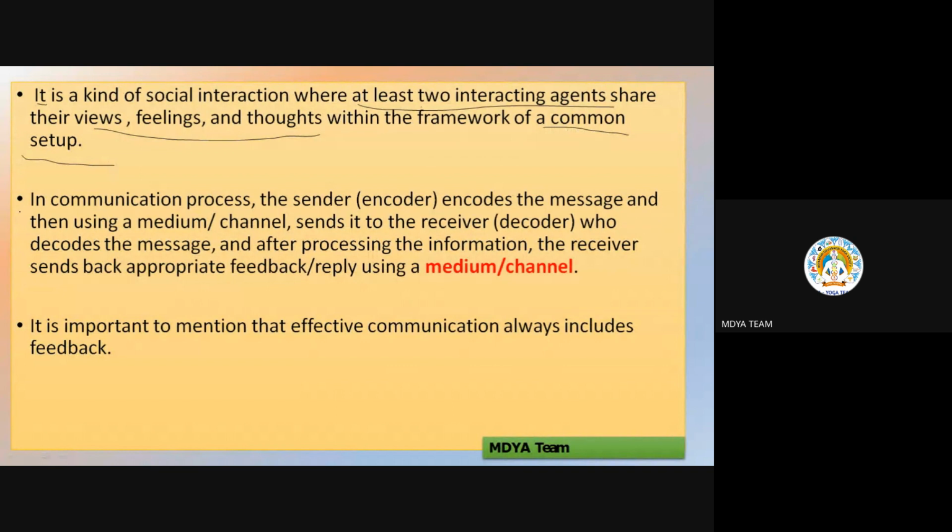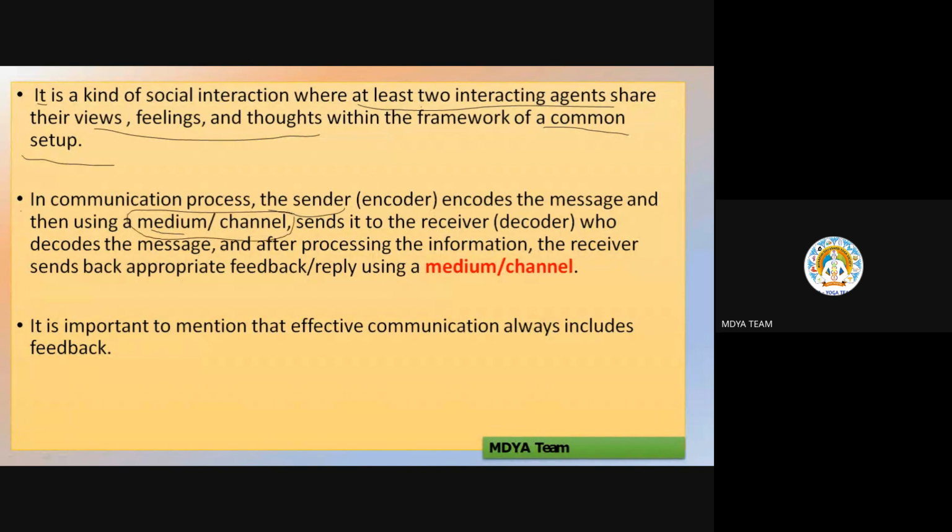Next is, in the communication process, the sender, the one who encodes the message. We will see what encoding is later. The sender encodes the message, and then uses a medium or a channel. And now here you might be wondering whether these are the same thing or different.